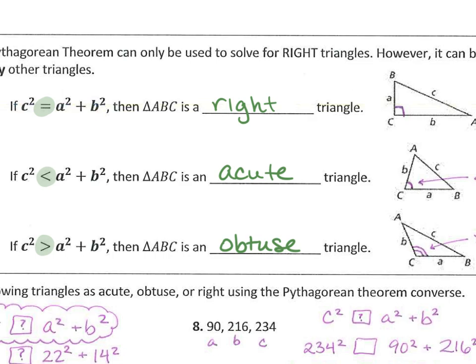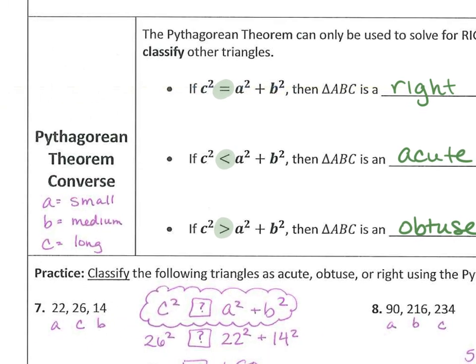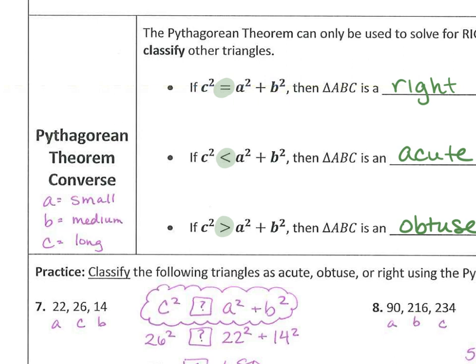The trick with this is to make sure you know which side lengths are small, medium, and large, so that you make sure to put C by itself. So when I'm doing these problems, I'm going to put A, B, and C over the numbers, small, medium, and large, so I know where to put them in my formulas. Is that okay?